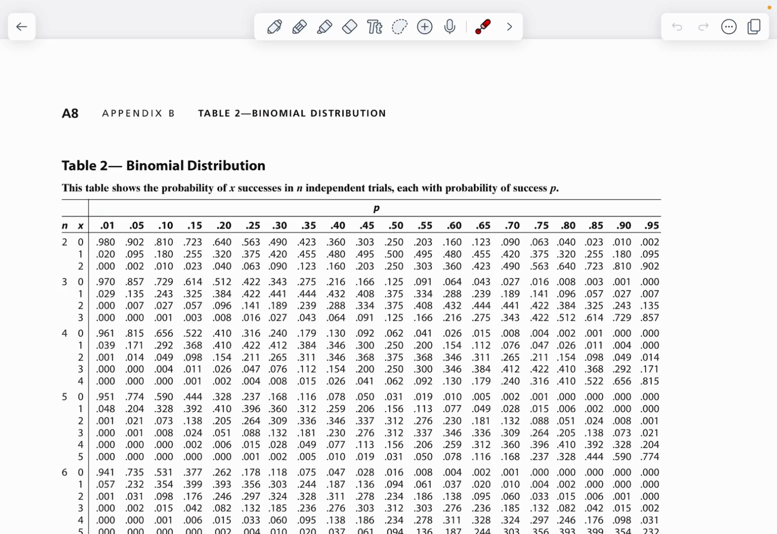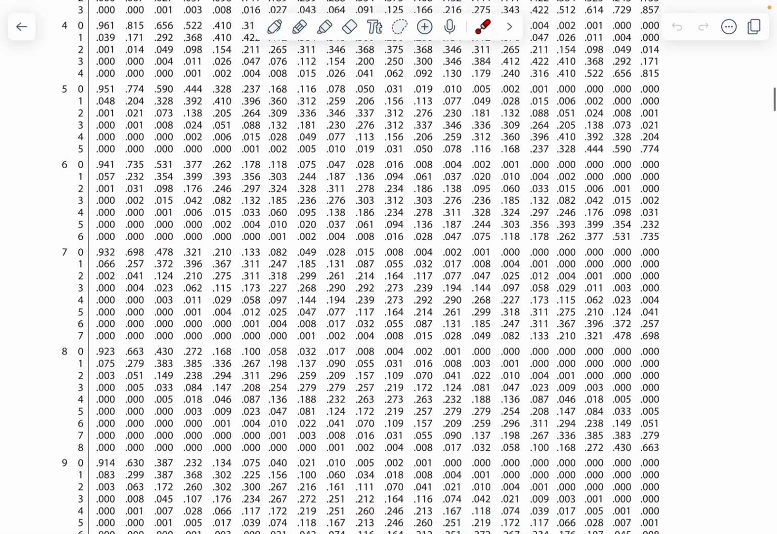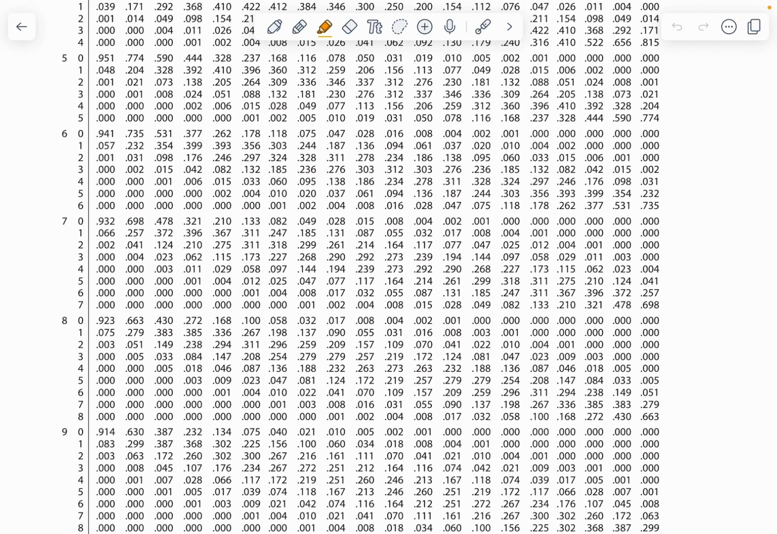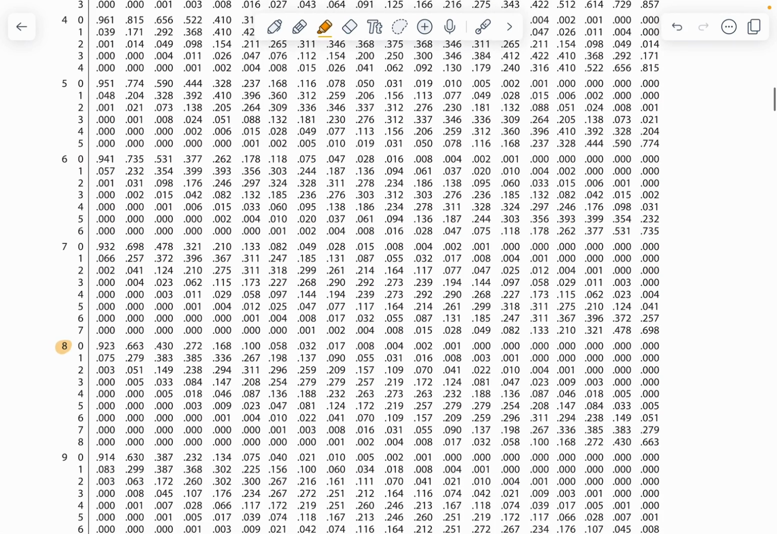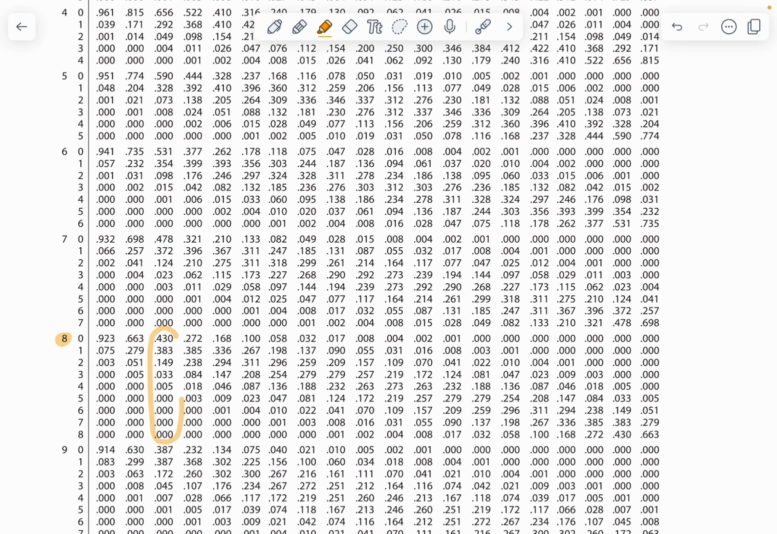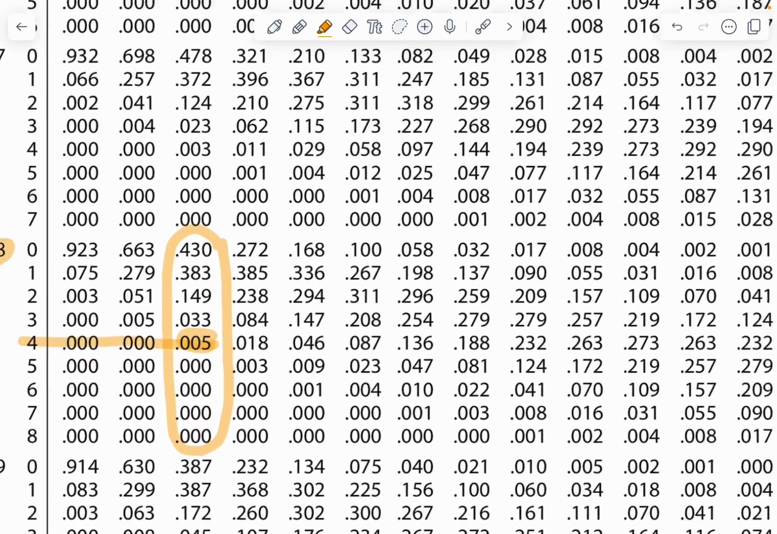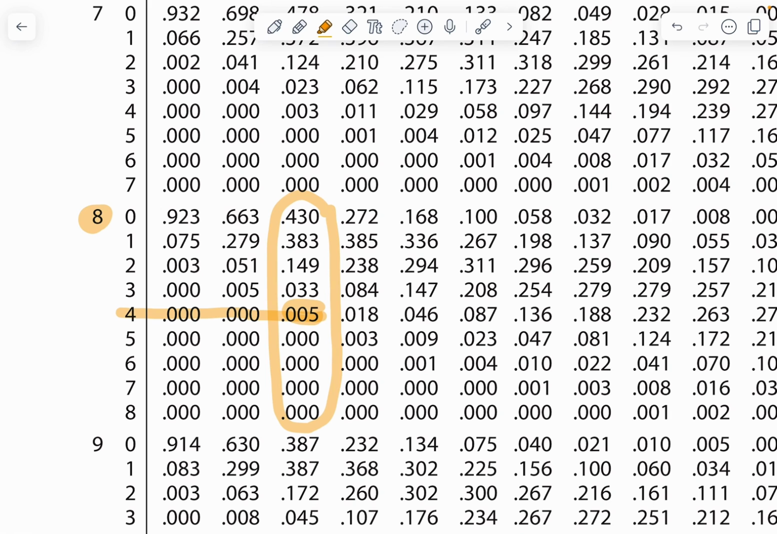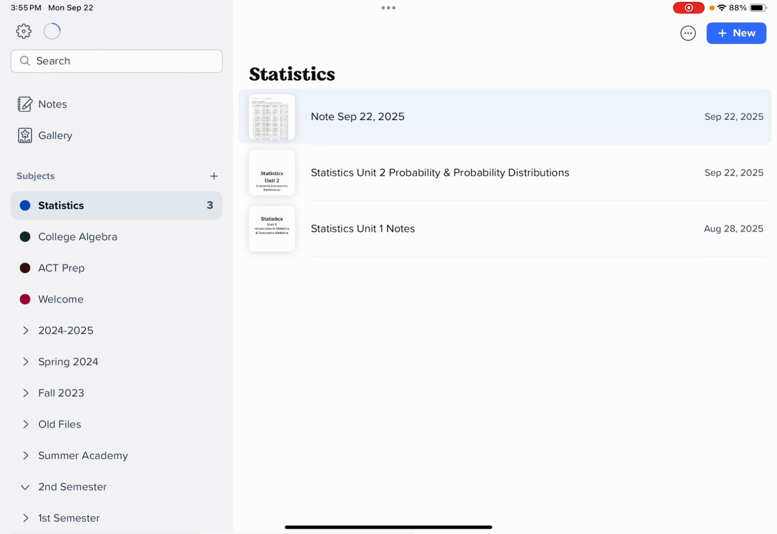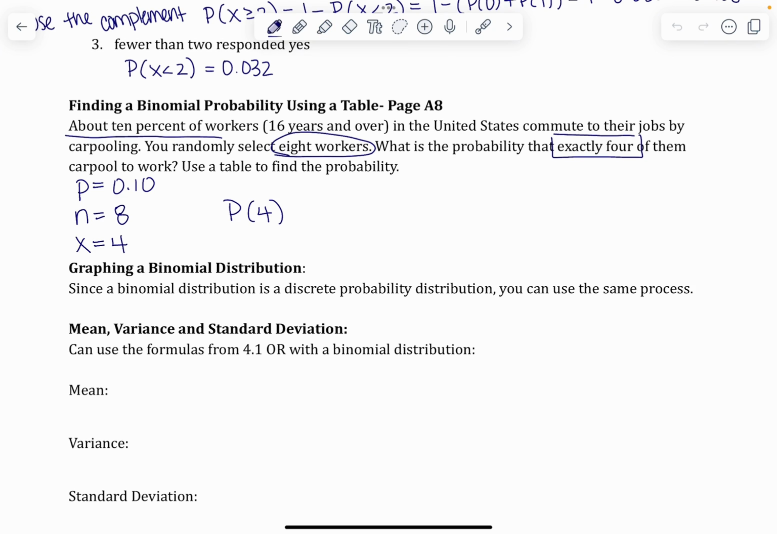So the problem we were just looking at, we're looking for when n equals 8. So I'm going to scroll down here. We are looking for when n equals 8. We're looking for when p is 0.1, which I believe is this third column. And we want to know when x is 4. So our answer is going to be 0.005. No extra work, just looking at the table, pulling the answer from it.